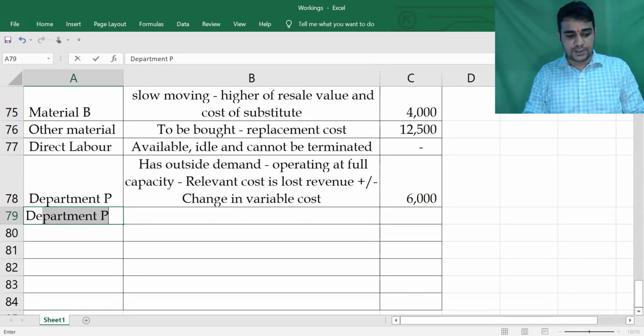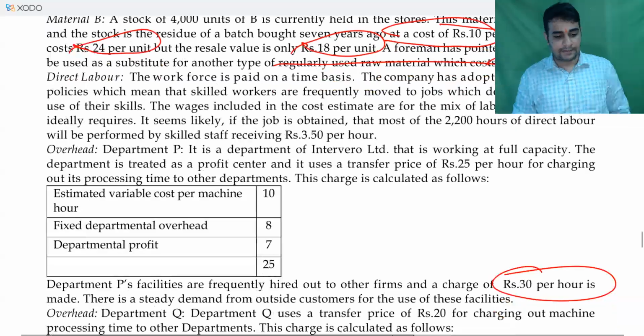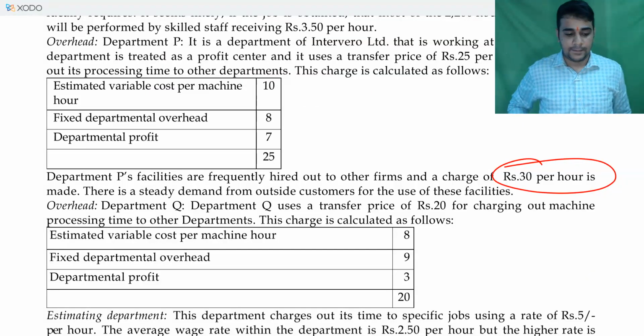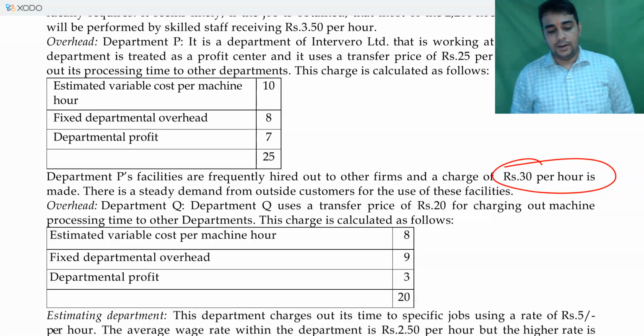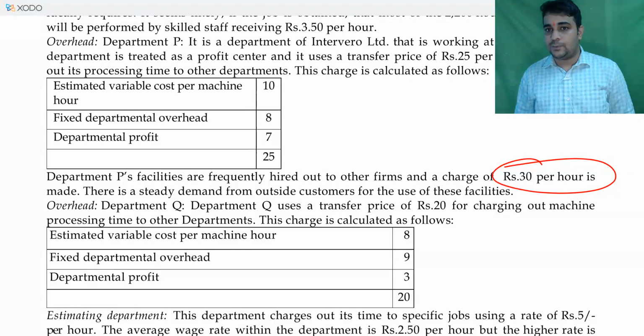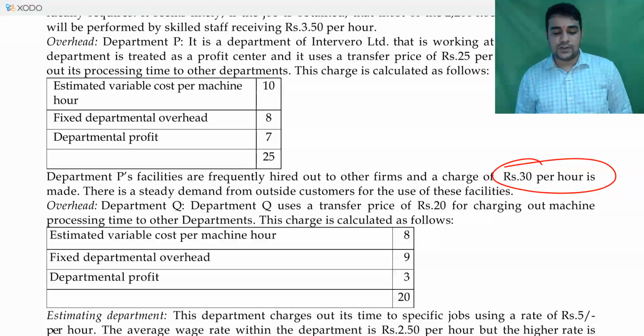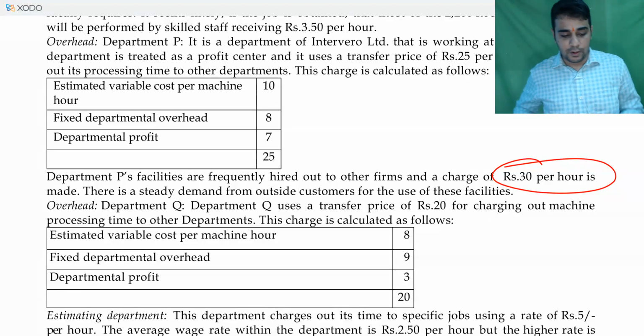Then you have Department Q. Look at the extra explanation there. Department Q uses a transfer price of 20 for charging out machine processing time. Charge is calculated as under. No extra data saying whether it has full capacity, not full capacity, has outside demand, doesn't have outside demand. So assumption is no outside demand. Relevant cost is variable cost.